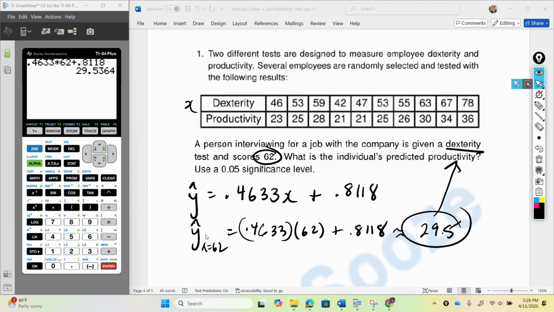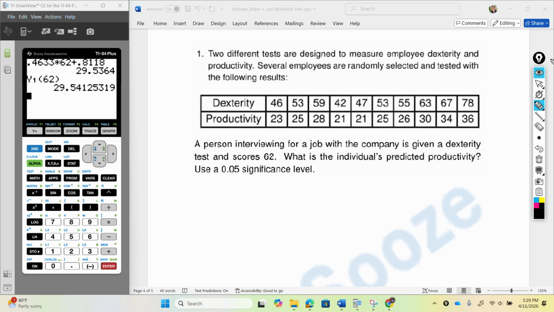I stored that formula in its entirety in Y1. So I click vars, I go to Y vars, press enter, then enter again, and I want that formula evaluated at 62. So I put 62 inside parentheses. And it's the original formula, so it is more accurate, but if I take it to 1 decimal place, I get the same answer. Okay, so either way, whatever your professor prefers, however you want to do it.